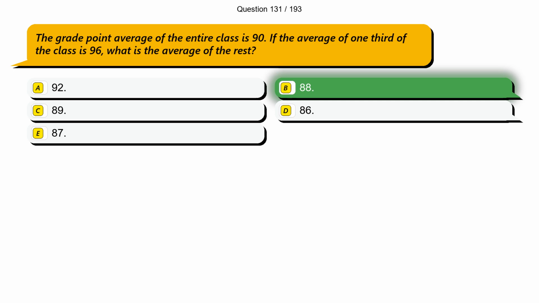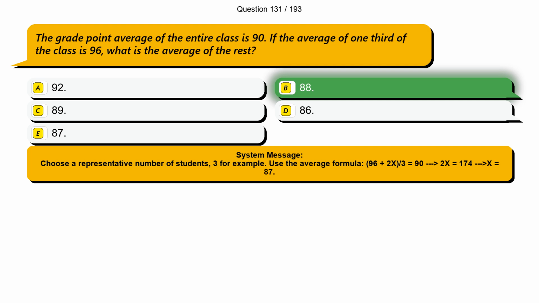The correct answer is option B, 88. Choose a representative number of students, 3 for example. Use the average formula: (96 plus 2x)/3 equals 90, 2x equals 174, x equals 87.